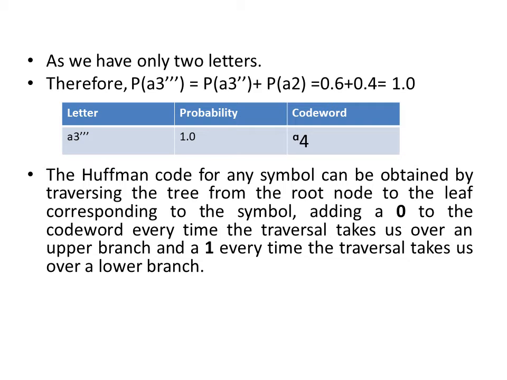respectively. Now if you are constructing a vertical tree, then the left hand side branches will get the value 0 and the right hand side branches will get the value 1. But if you are going for a horizontal tree, then the branch which is on the upper side will get the weight 0 and the lower branch will get the weight 1. Okay, we shall see in the next slide.